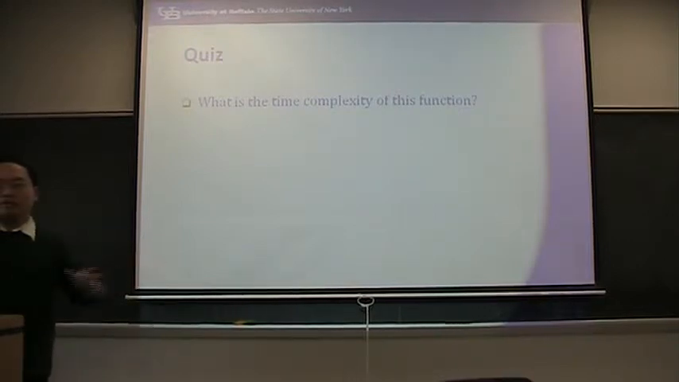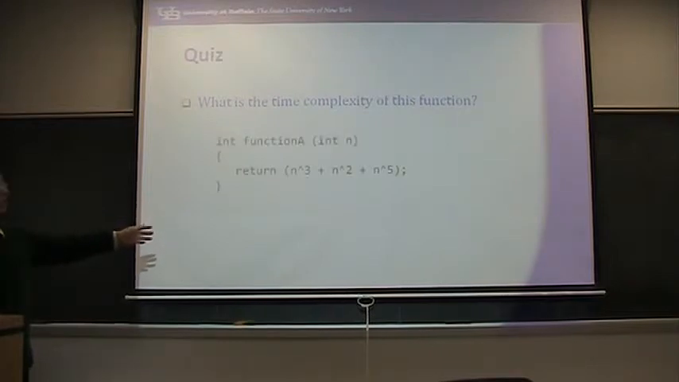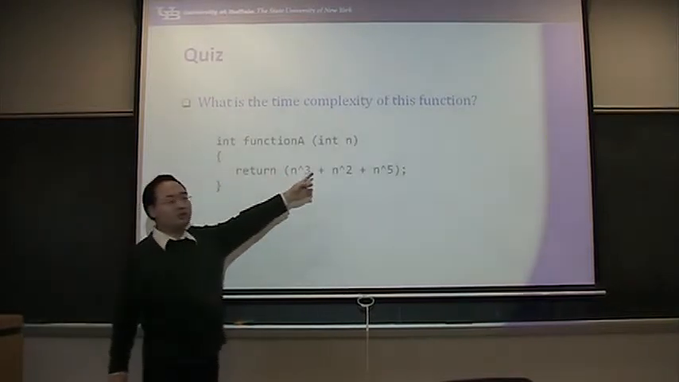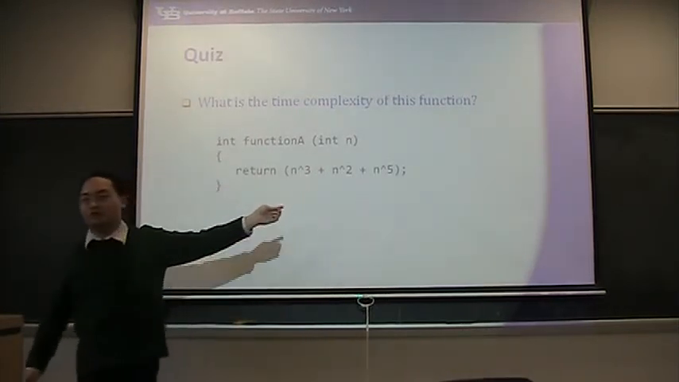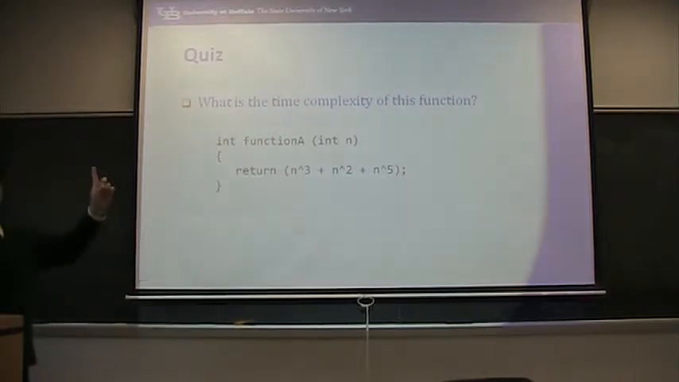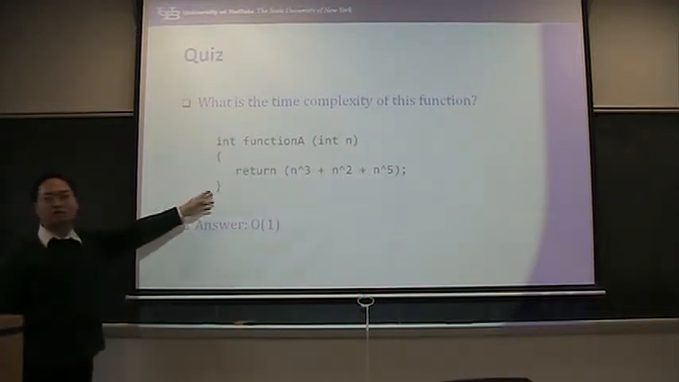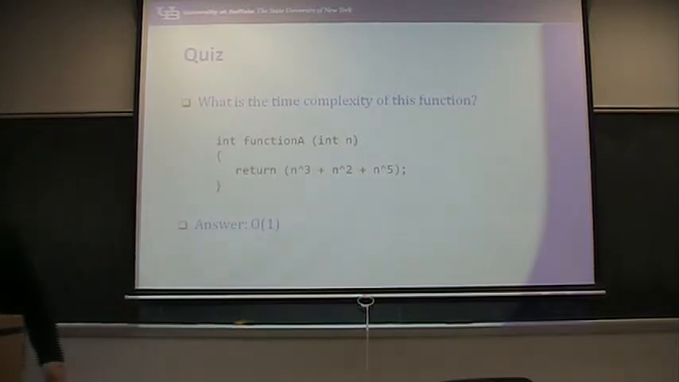So to warm up, I will have a quiz. Try to answer this very quickly, okay? I'm going to give you a function. Tell me the time complexity of this function. A function A with input n is returning n cubed plus n squared plus n to the power of 5. What's the time complexity? Somebody answer me. 1? Yes, right. The answer is 1, because no matter how big n is, you only execute this function one time. I mean, this sentence is only executed one time. Okay? All clear?